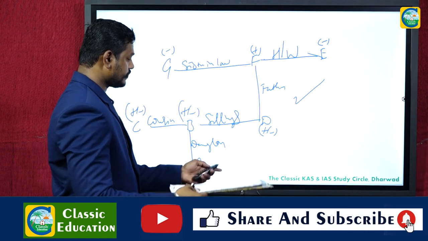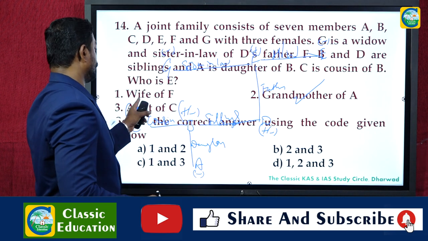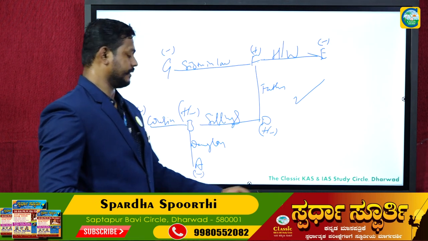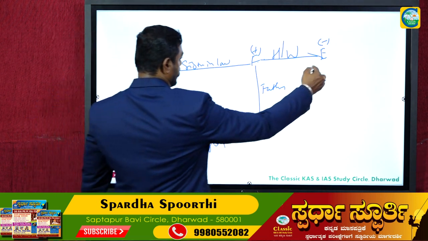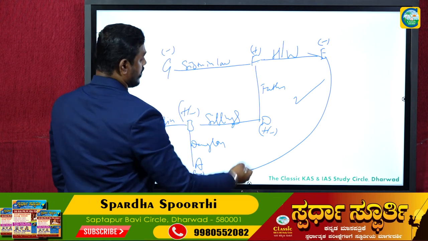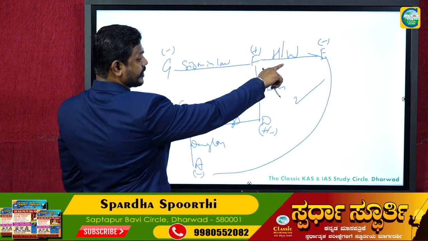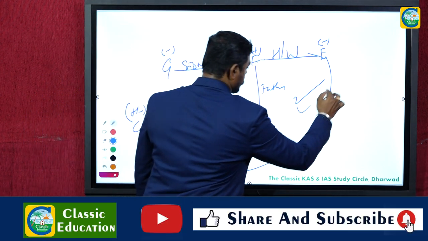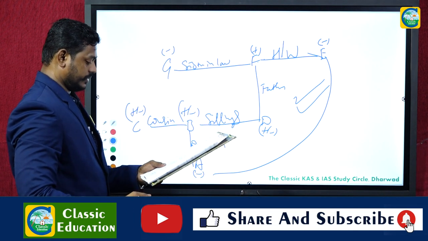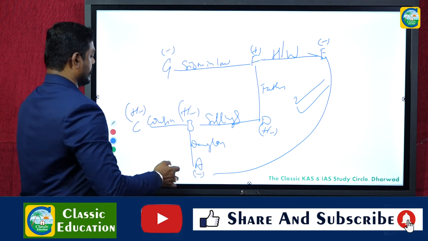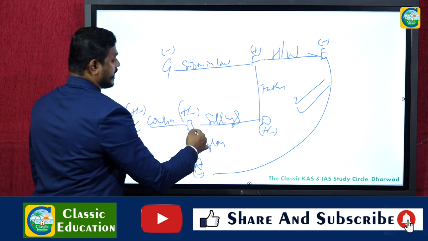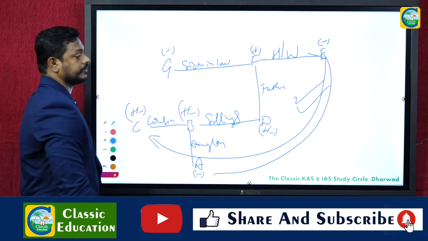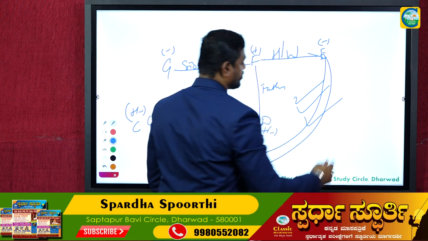Second one, let me see here. Wife of F. Okay, wife of F. Then grandmother of A. Yes, E is the grandmother of A. Why? Because D and B are the kids of F and E. So A is the daughter of B. So that is also right. Then aunt of C. C is a cousin of B, means D and B are the kids of F and E. Then C being a cousin means E is the aunt of C. Okay. Then 3 options are correct here.